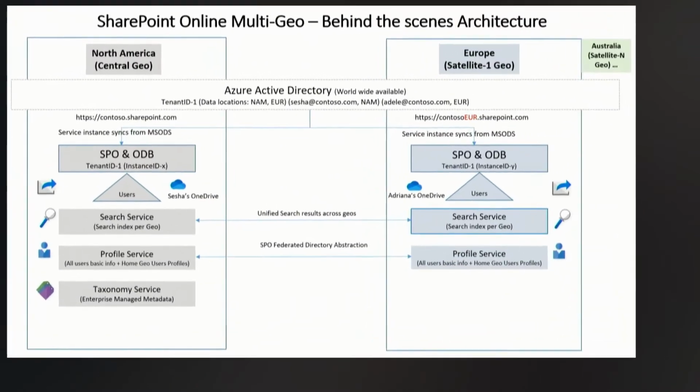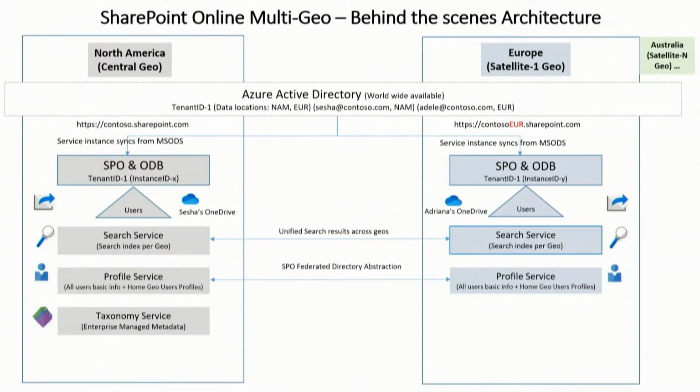Next up, on the profile services, each user who is homed in a given geo, their profile is kept inside the geo. For example, things like skills of the user and roles that they play. Those kinds of information that you keep in the user profile are all kept in the home geo of the user itself. However, to retrieve that profile information, we have done what we call the federated directory abstraction. In other words, if I am a US user, Sesha, and I want to know the profile information of the user Adriana, who happens to be in Europe, we do a proxy call into the European location, retrieve the information, and then show it to Sesha. But the actual information is mastered and kept inside the Europe location because that's where Adriana is homed. Okay?